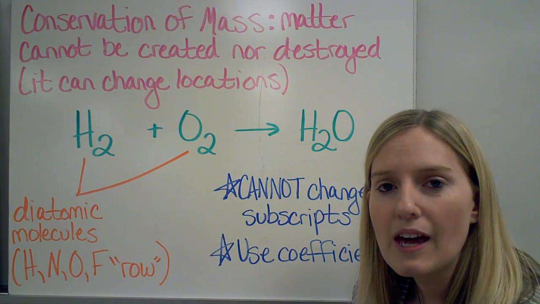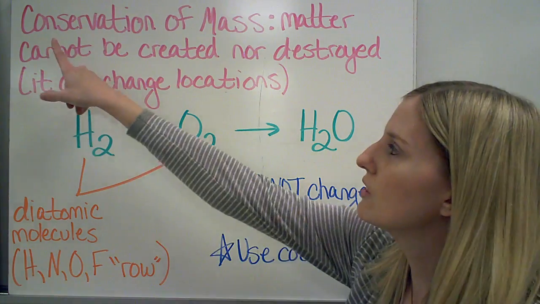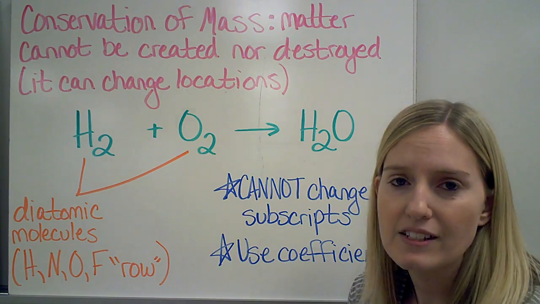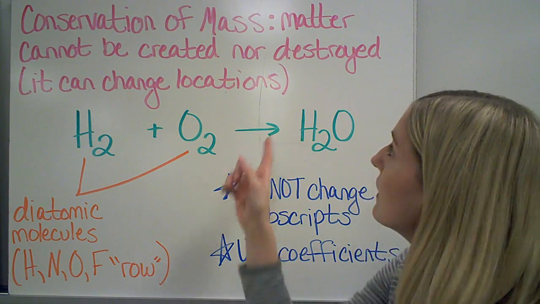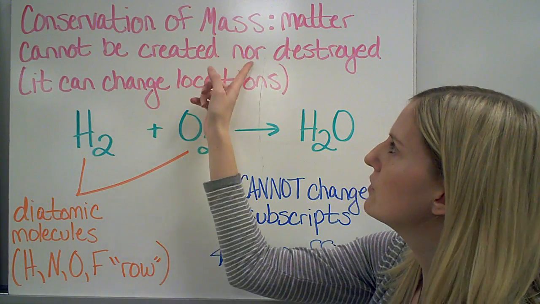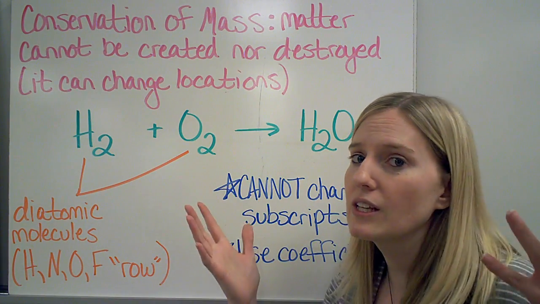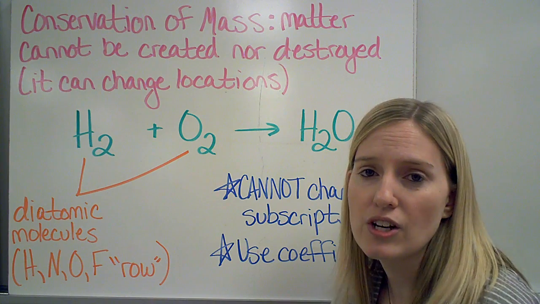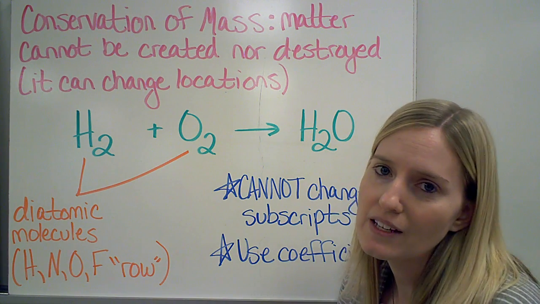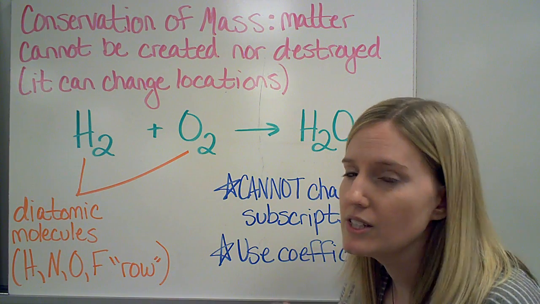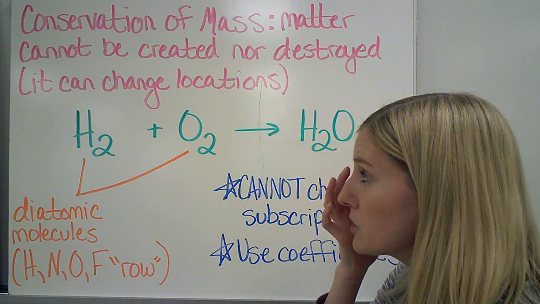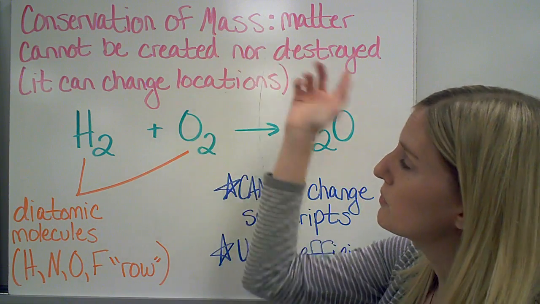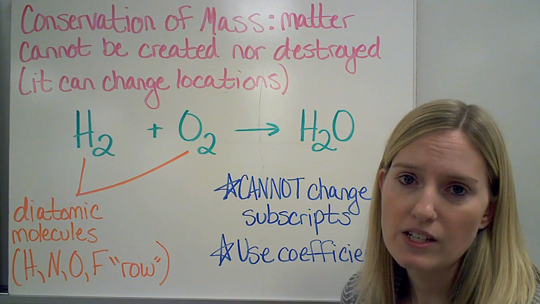So whenever a chemical reaction occurs, the law of conservation of mass has to be followed, which says that matter cannot be created nor destroyed. So I can't magically make some oxygen atoms appear, and I can't make oxygen atoms disappear either. But mass or matter can change locations.